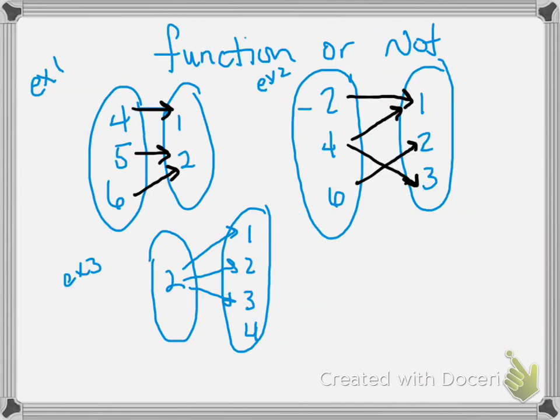Alright, let's let you try. Example 1. Is example 1 a function? Well, here we go. Does x go to one y? Yes. Does x go to one y? Yes. Does this x go to one y? Yes, so this is a function. Does -2 only go to one y? Yes. Does 4 only go to one y? No, it does not. It goes to 1 and 3, so this is not a function. Example 3. Does x only go to one y? No, x goes to several y's on this one. And so that means it's not a function.